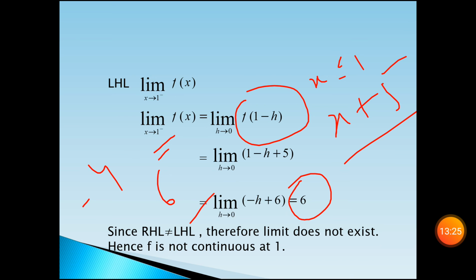Just pay attention that whenever a definition is given, wherever the function is changing its definition, you check the continuity at that point. There are 3 points. You check every point one by one, and if any of the points fails, then you conclude that the function is not continuous at that particular point.